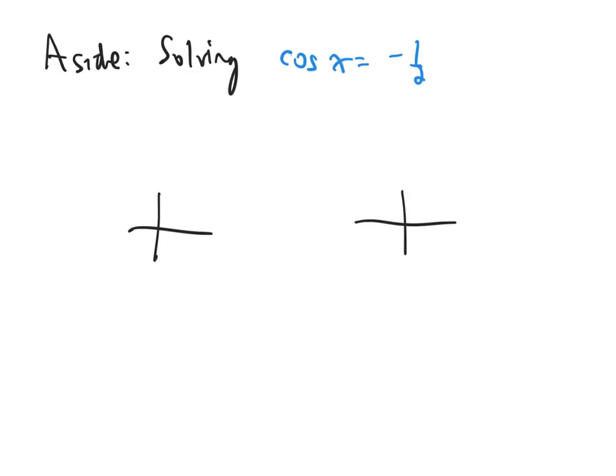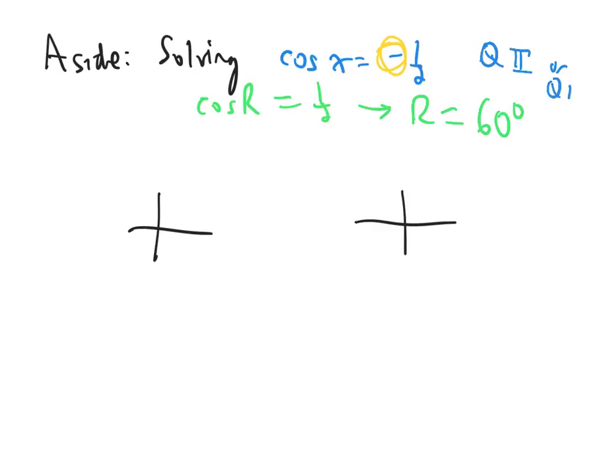To get all the values for cosine x equals minus a half, we go through the reference angle, which we can find by taking cosine of r, our reference angle, is plus a half. This tells us that r is 60 degrees, the acute angle that has cosine equal to 1/2. So we now need things that have a reference angle of 60 degrees, but the fact that we have minus a half over here tells us that we are in either quadrant 2 or quadrant 3, because those are the places where cosine is negative.